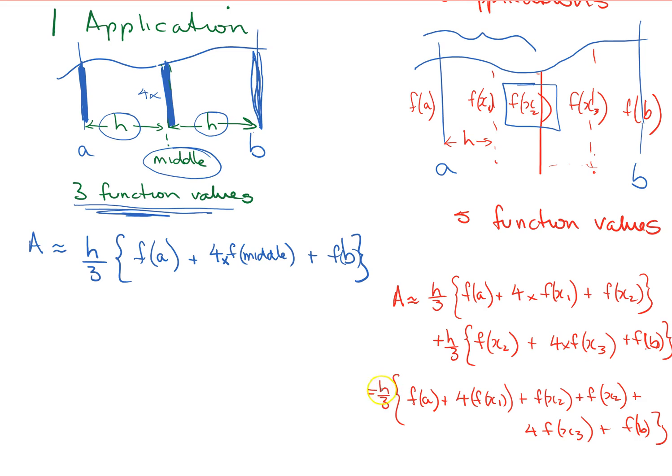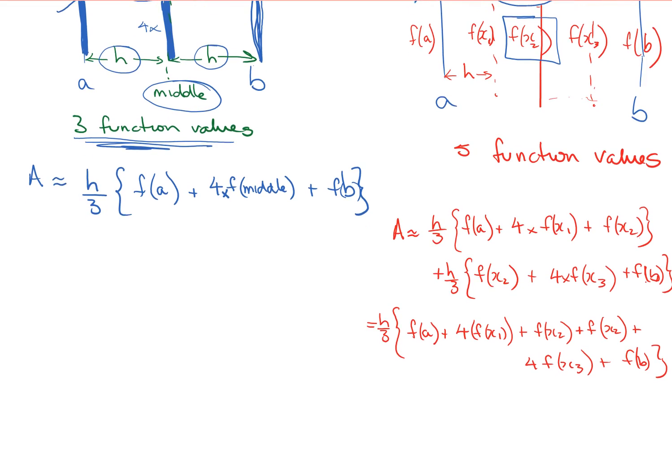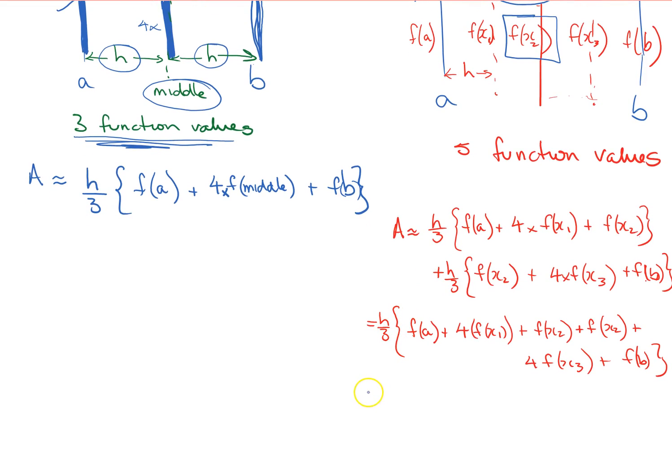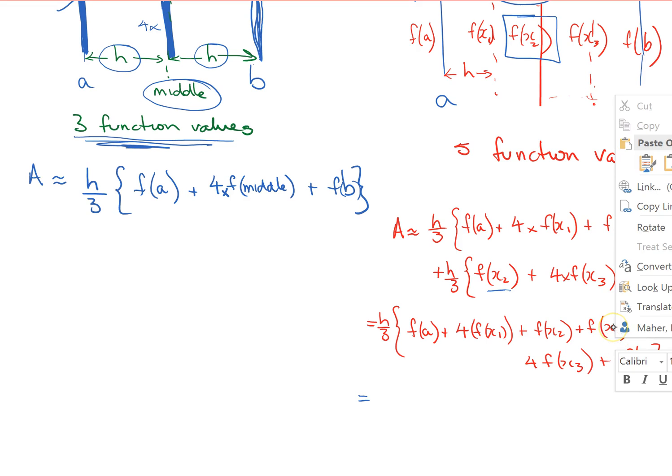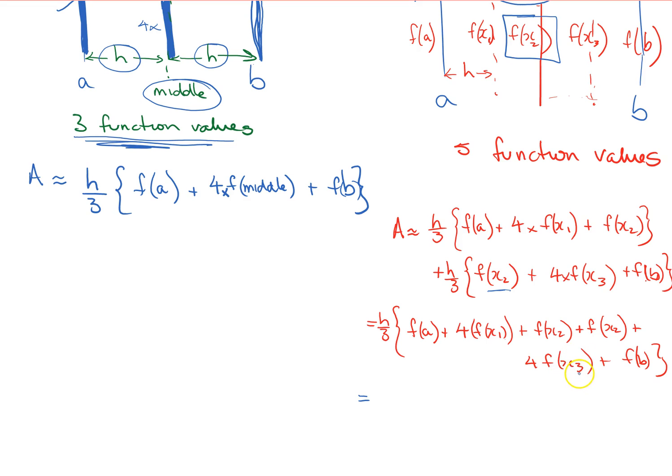From there, I'm taking out the h on 3 from these 2 terms, and we've got f of a, 4 times f of x1 and f of x2. And then out of here, we've got another function at x2, 4 times the function at x3 and f of b.